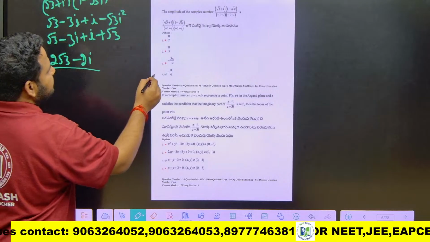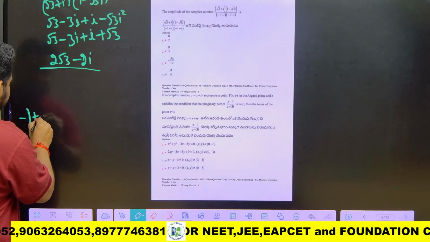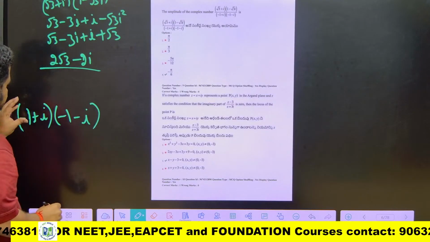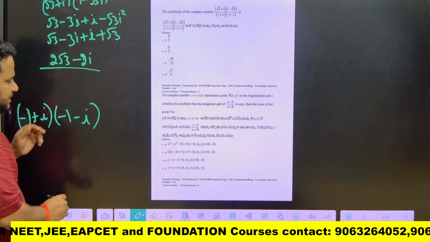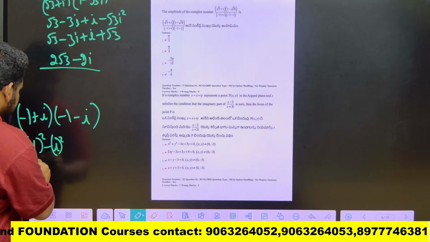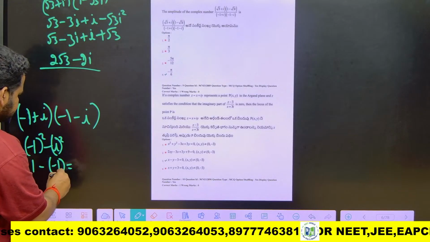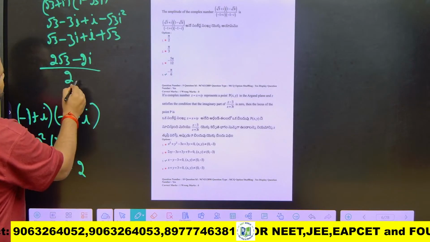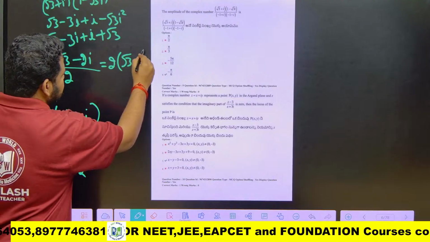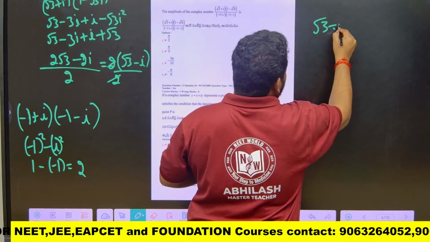When you talk about the denominator, it is minus 1 plus i into minus 1 minus i. This is nothing but a plus b into a minus b, which is equal to a square minus b square. So this gives me minus 1 square minus i square. Minus 1 square is 1 itself, minus i square is plus 1, so this will be equal to 2. I get the denominator as 2. If I take 2 common, I get 2 times root 3 minus i divided by 2. The 2 cancels, so ultimately this simplified form is root 3 minus i.